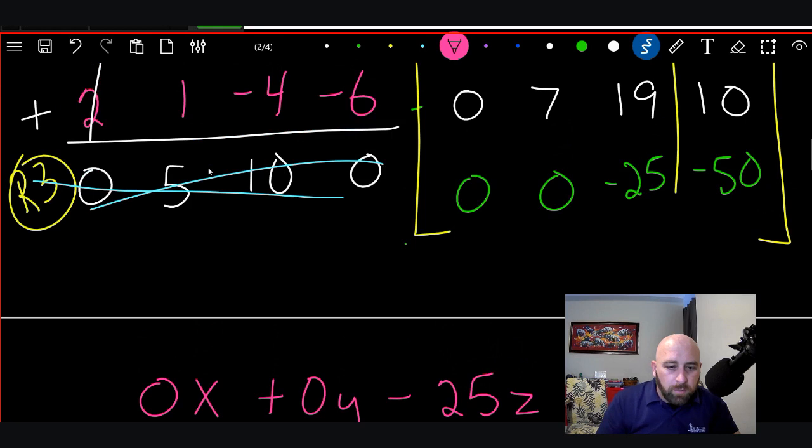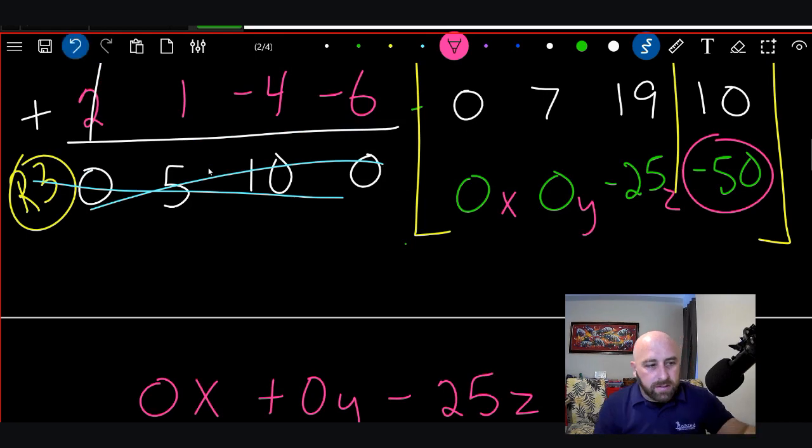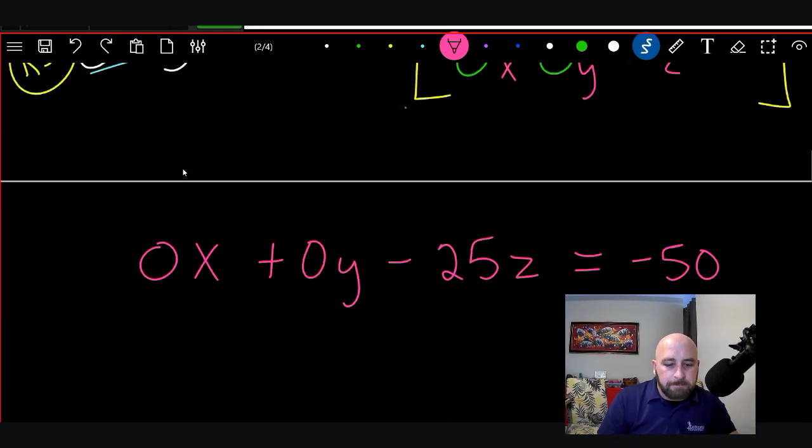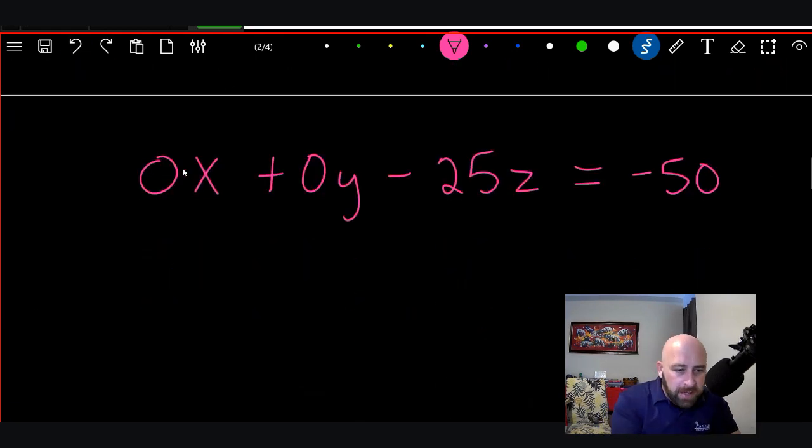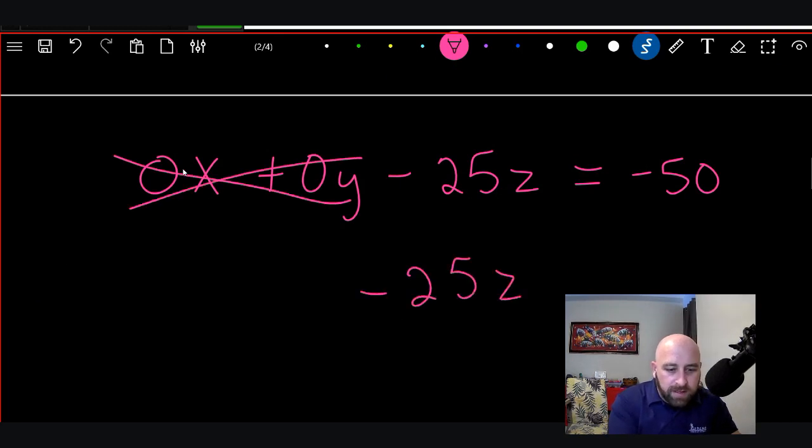In other words, all we're doing here is plugging in x, y, and z, and then that's our k. That's our constant. Okay? Now, notice what happens here. This stuff cancels. All we're left with is negative 25z equals negative 50.